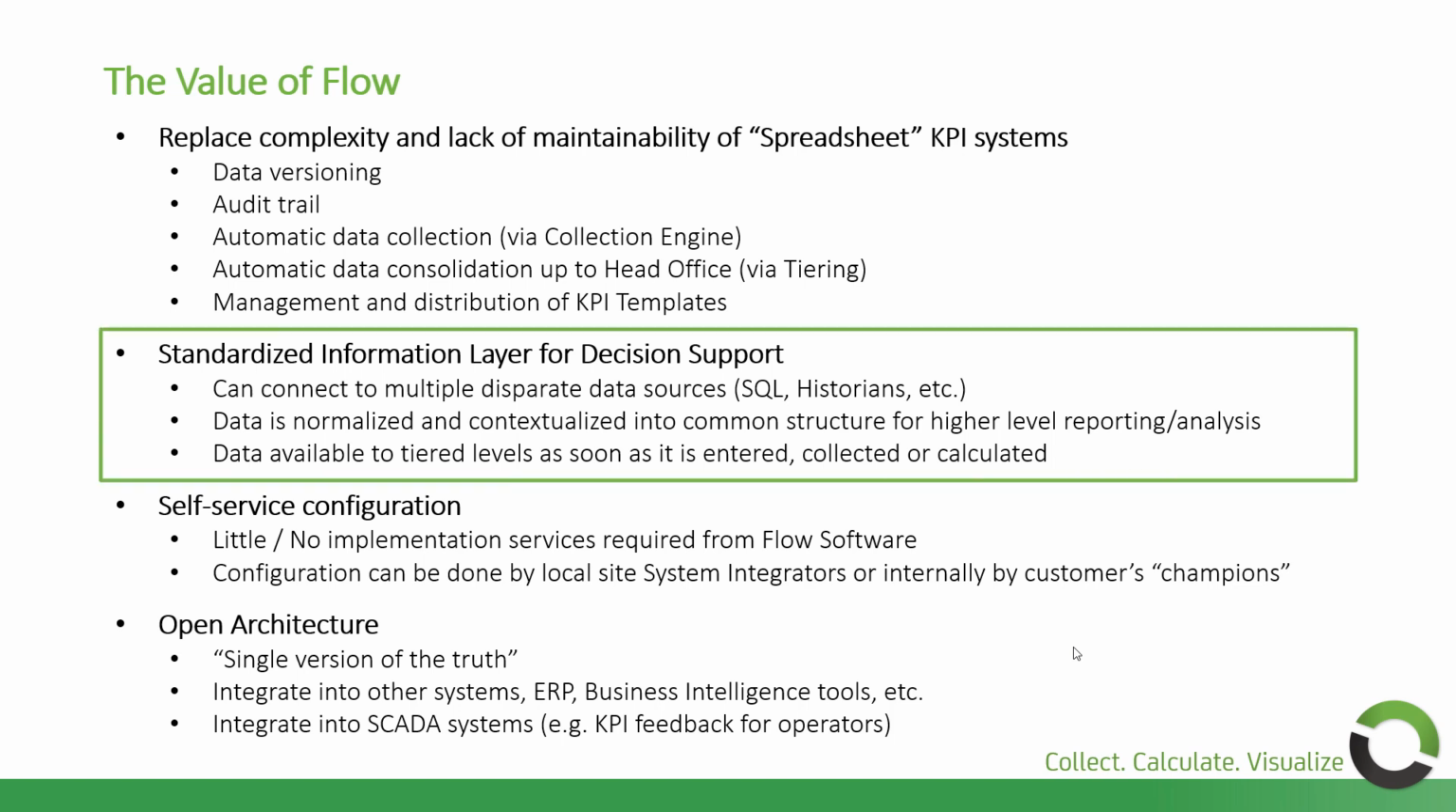Flow provides a standardized information layer for decision support. So at each site you can connect to disparate data sources. Doesn't matter what site has what data sources. Flow becomes that common layer which is standardized across all sites. The data is normalized, contextualized into a common structure for your higher level reporting and analysis purposes.